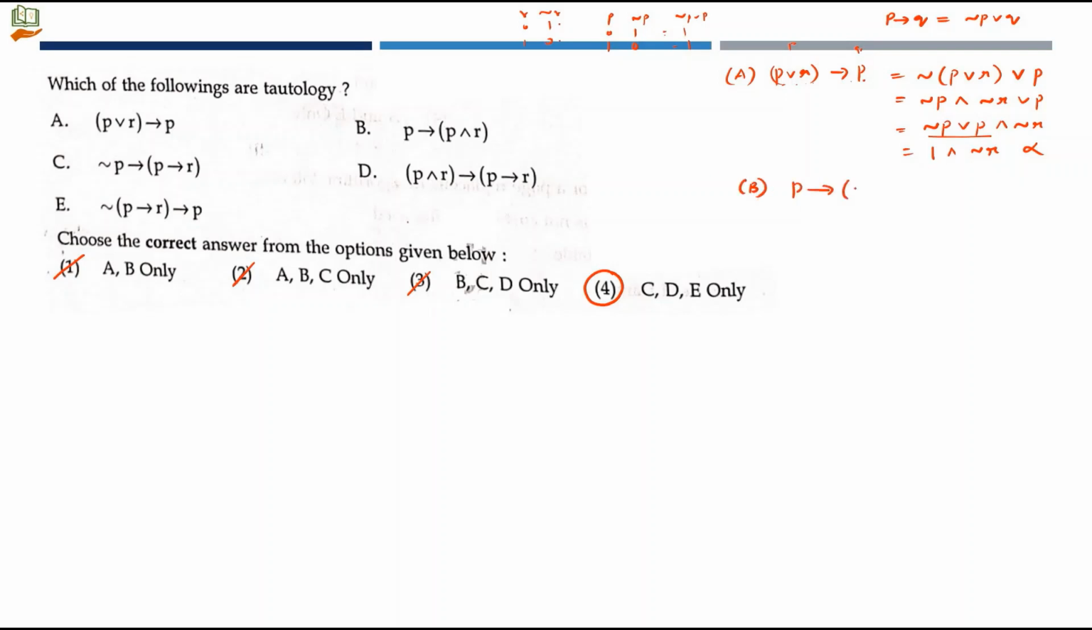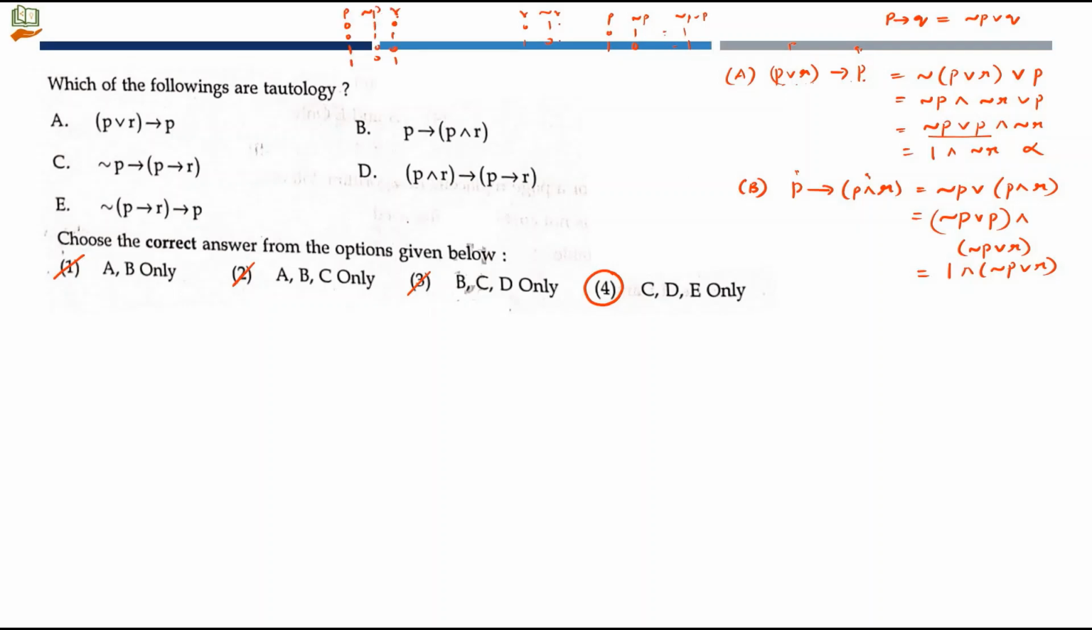P implies P and R. Now let's consider this to be P and this to be Q. This will be negation of P, or the complete expression of Q is written here. Negation of P or P, and this will be negation of P or R. This is equal to 1 and some kind of expression again. So whenever this expression is going to be 0, this whole expression will turn to 0.